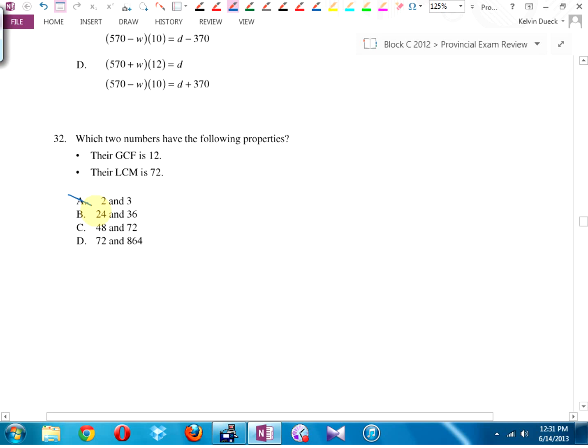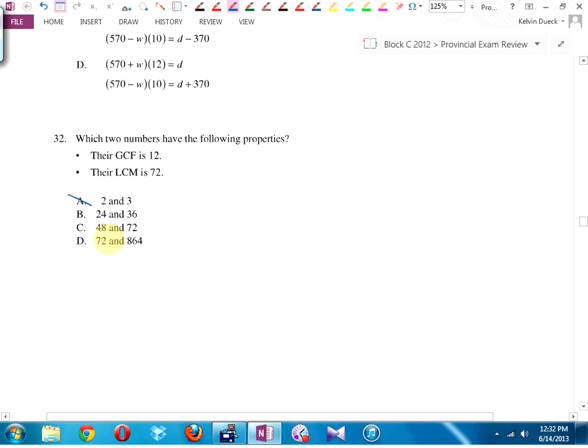B, maybe the greatest common factor 12? Yeah. We could do a factor tree if we needed to, but I'll just kind of try and remember. I know my times tables. I think 12 is the biggest number that goes into 24 and 36. What about least common multiple? Do they both go into 72? Yes. Is that the smallest number they both go into? I think so. Let's double check.